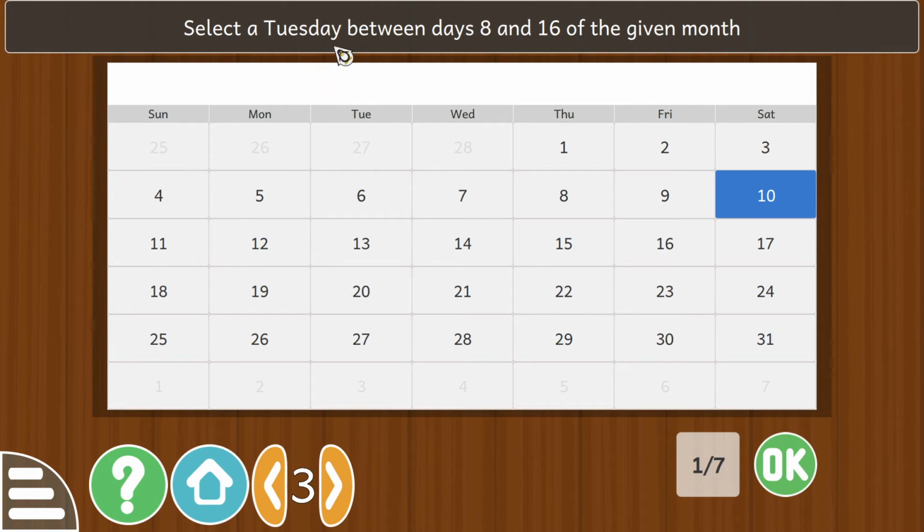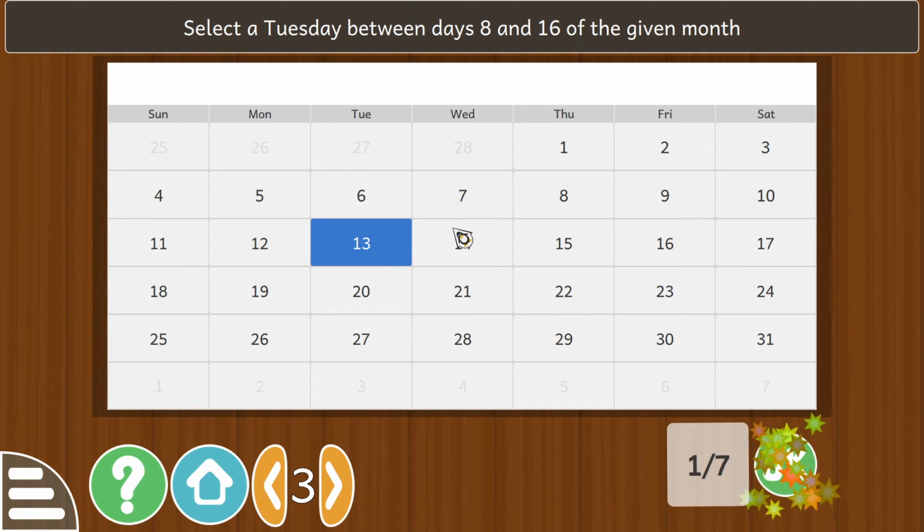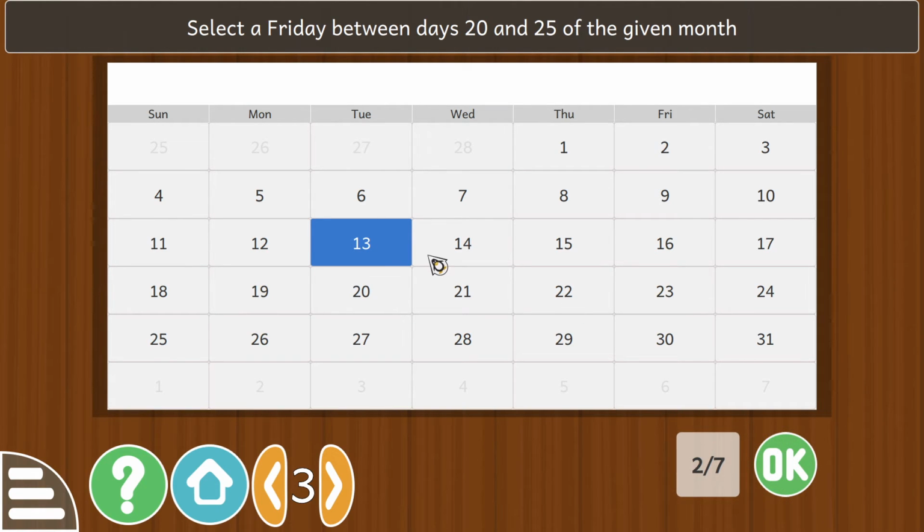So I've now got to select a Tuesday between the 8th and the 16th of a given month. So we've got the 8th here and the 16th. So there's only one Tuesday I can select, which is on the 13th. And this will come in handy if you've got to make appointments and bookings. Let's say to see a doctor or a dentist. Certain doctors might only work Tuesdays, Thursdays, and Fridays.